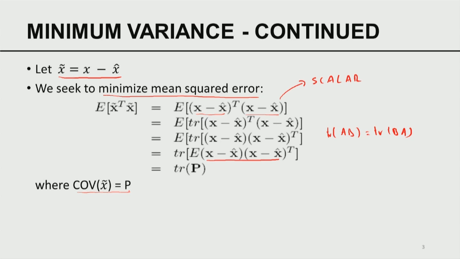So when we talk about minimum variance, we are going to be talking about the following. X is the unknown, x hat is the estimate, x minus x hat is equal to x tilde. I would like to be able to minimize the sum of the variances of the individual components of x tilde. That quantity is related to the trace of P. So that's the target that we are going to be working towards.